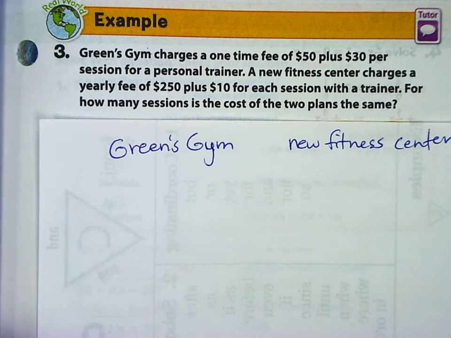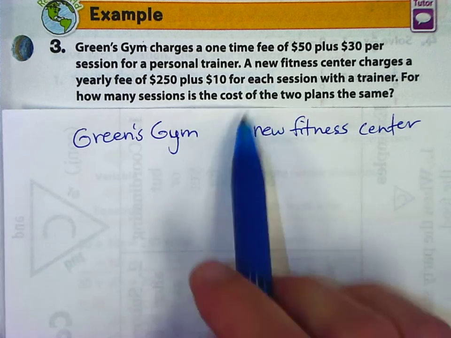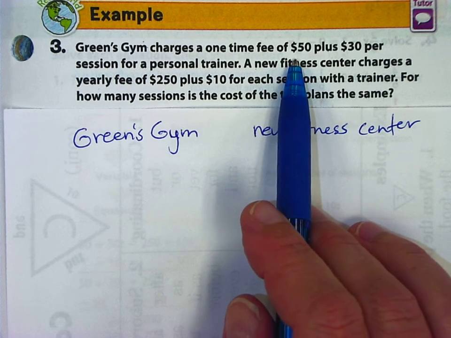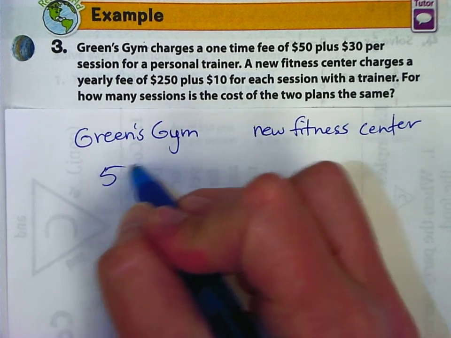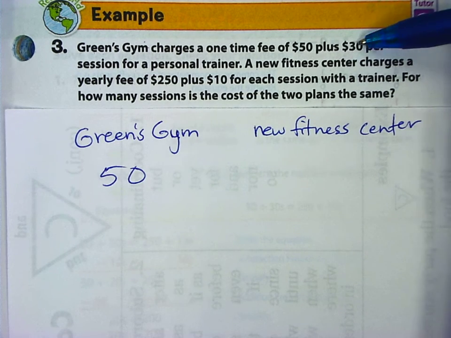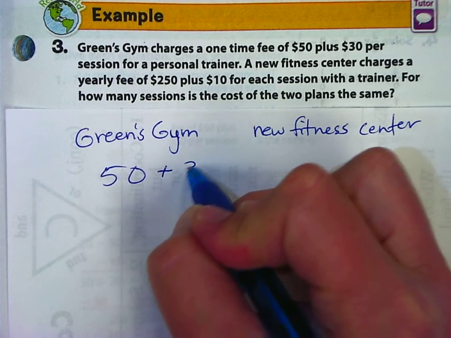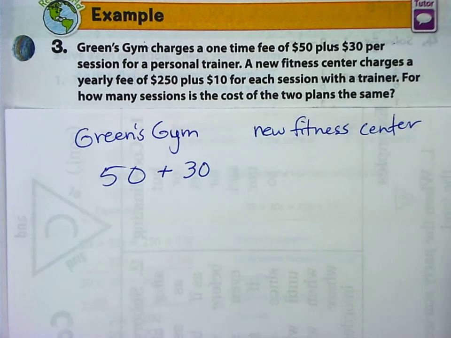Okay, so now Green's Gym charges a one-time fee of $50. So you just pay $50 one time. So we're going to write $50. We just pay it one time. Plus $30 per session. So I'm actually going to write plus, and I pay $30 per session.